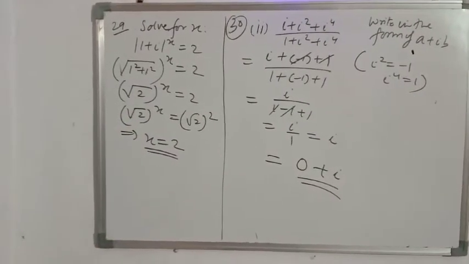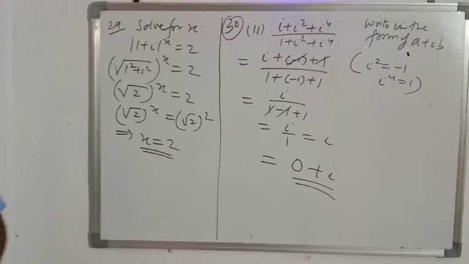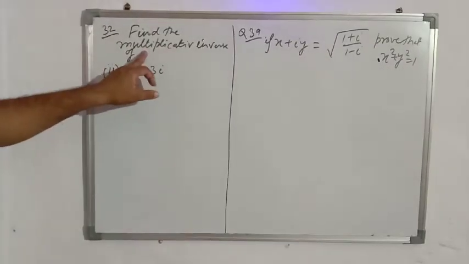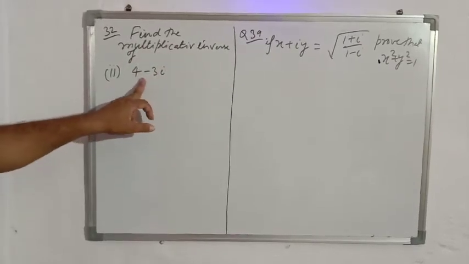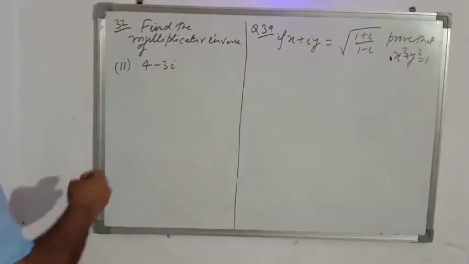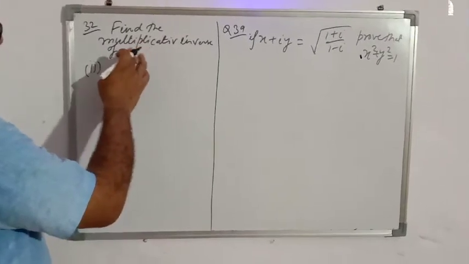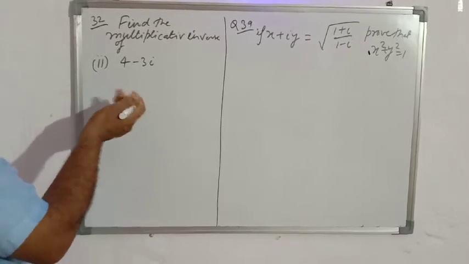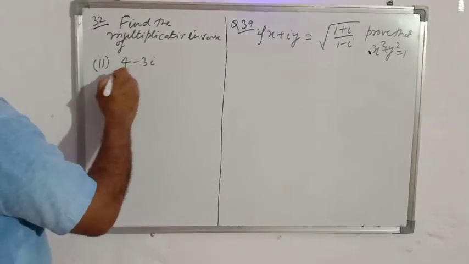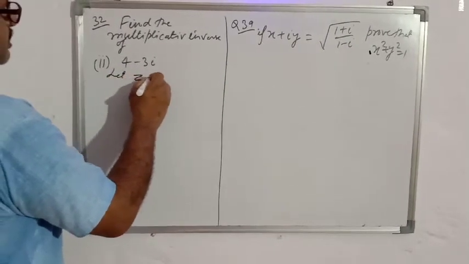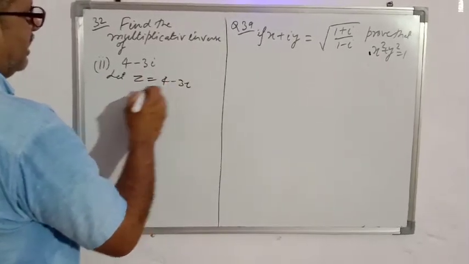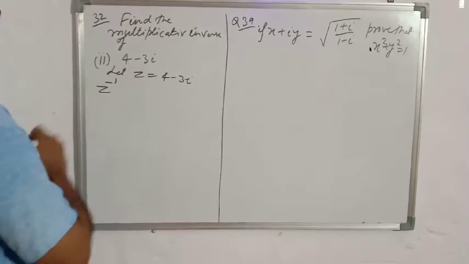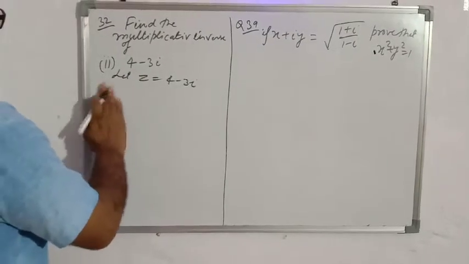Now we will see the last question in this video. Question number 32. Find the multiplicative inverse of this complex number. So what is the multiplicative inverse? The multiplicative inverse of any complex number is the reciprocal of that complex number. So let z be equal to 4 minus 3i. What will be z inverse? It means 1 by z.